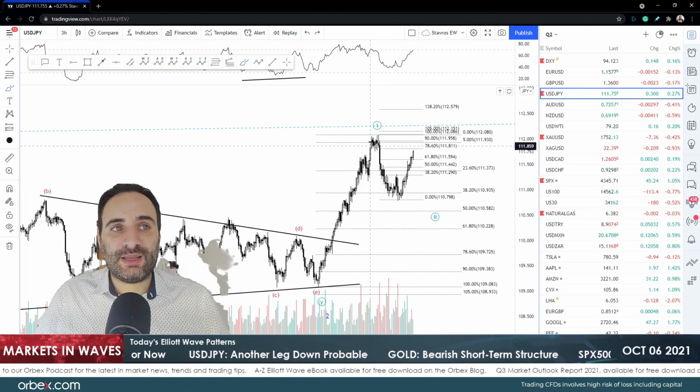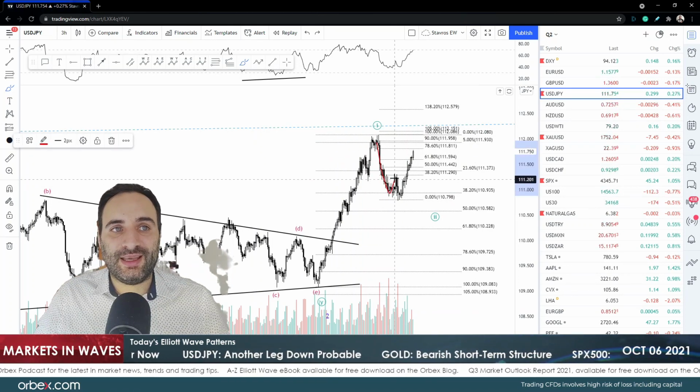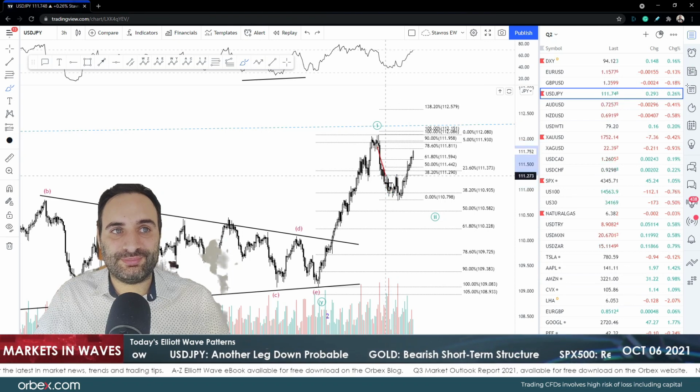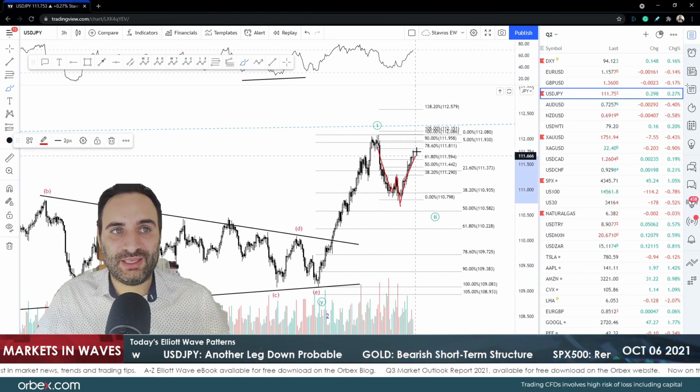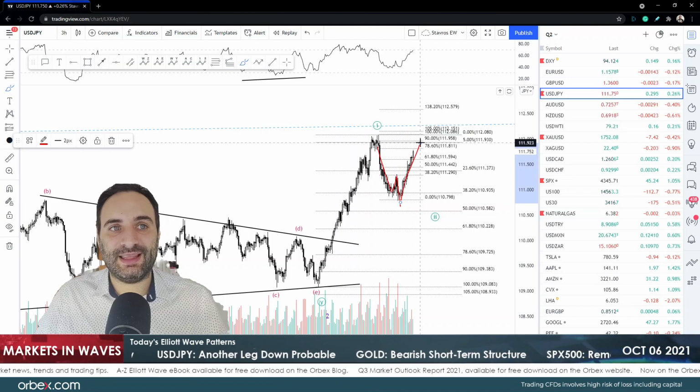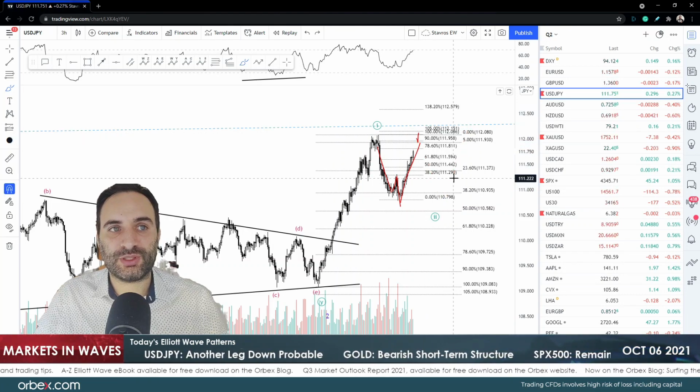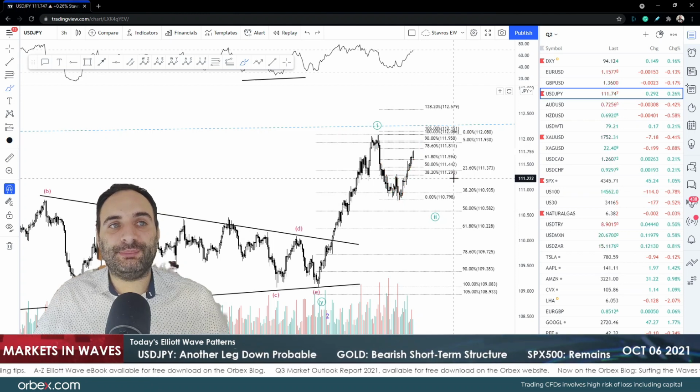Or at the same time, it also looks like that might be an A, the B, and the C. So we might get that in corrective wave B and then go in C and then move all the way up. You see what the difference is here.